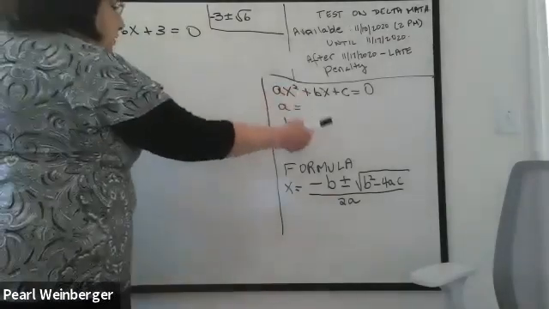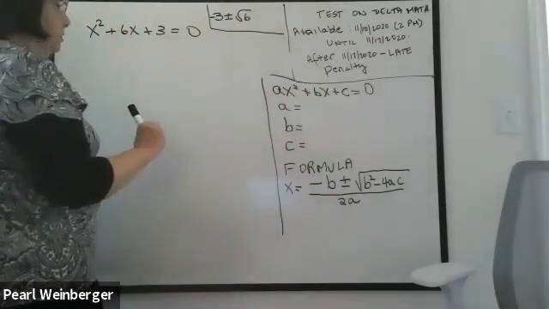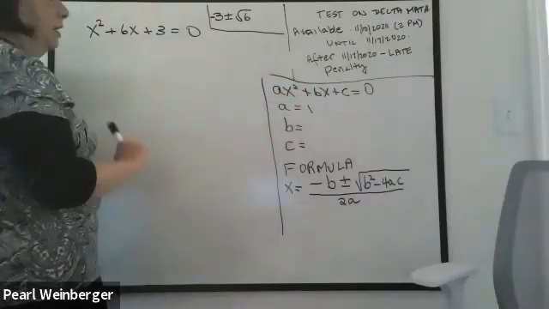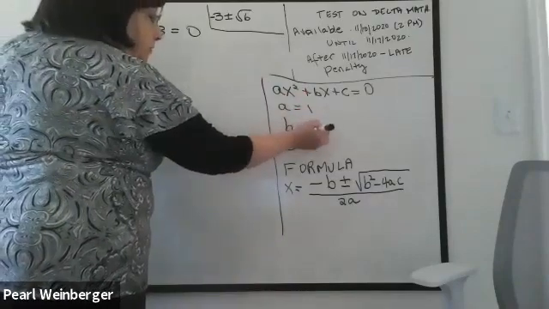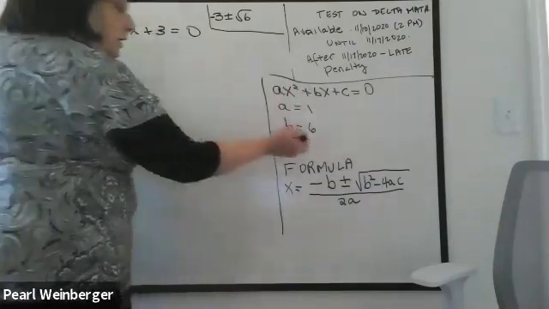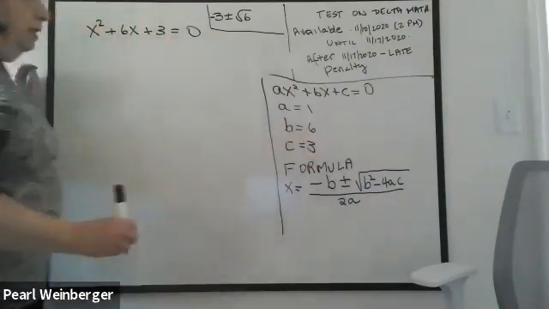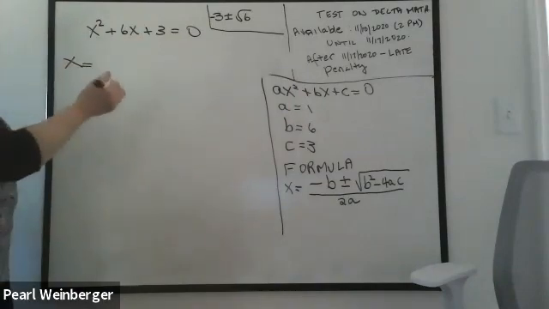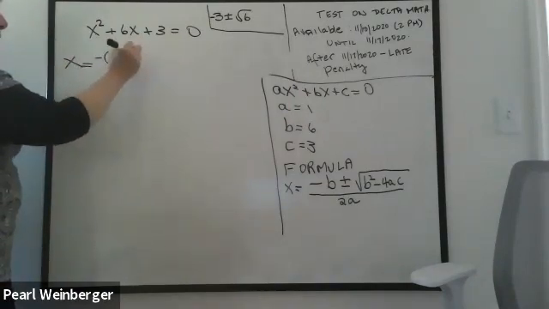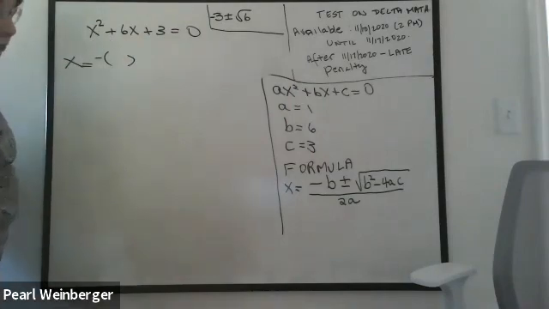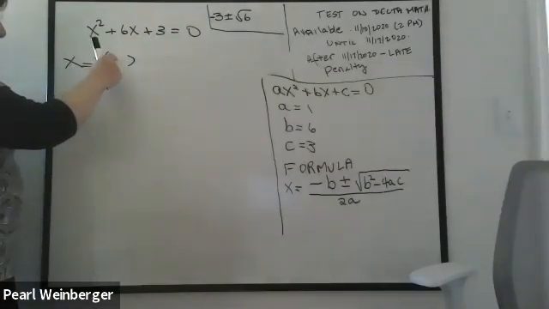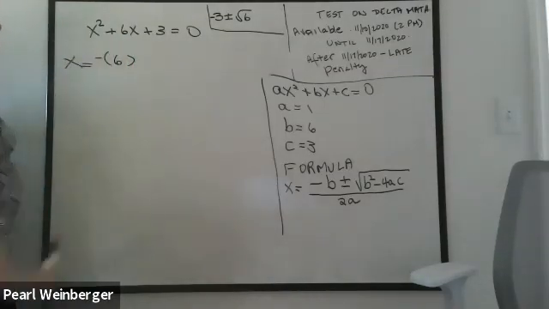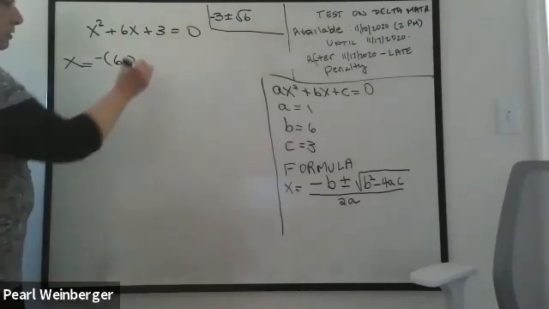So the first thing I always like to do is write out what the a, the b, and the c is. So the a in this case is obviously 1 because there's no number in front of the x squared. The b is positive 6, and the c is positive 3. And now I'm going to substitute those numbers into my formula. Here, my first thing I have is a negative b. Remember, I put a parentheses for the letter and fill it in with the number. So the number I'm filling in for the b is 6.